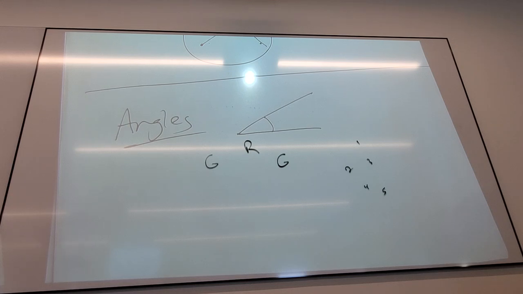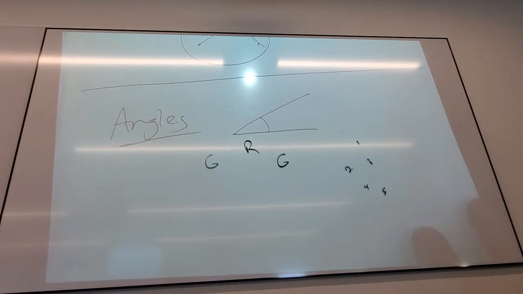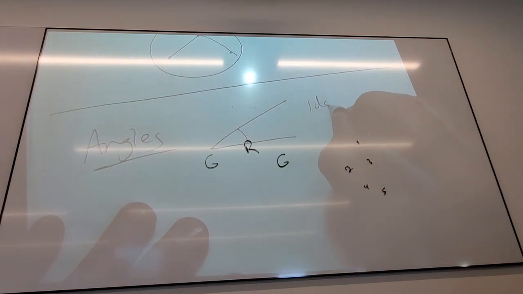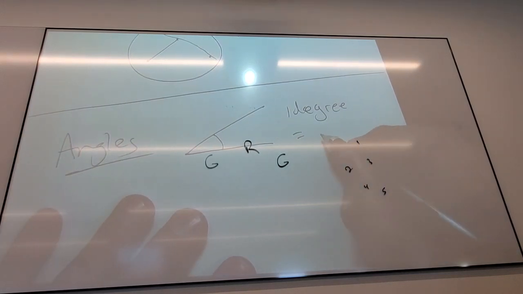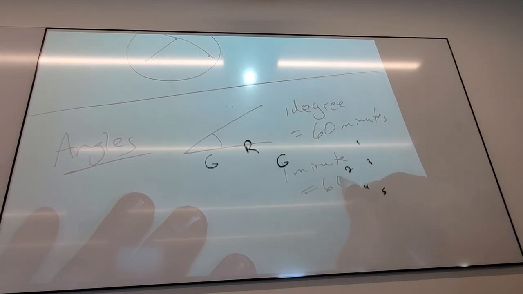So angles can be broken down a couple times. Does anybody know about this? It's kind of nifty. How many minutes in an hour? And how many seconds in a minute? So if I have 1 degree, we actually just stole it. That would be 60 minutes. And 1 minute is 60 seconds.